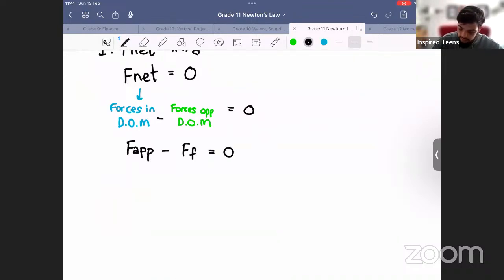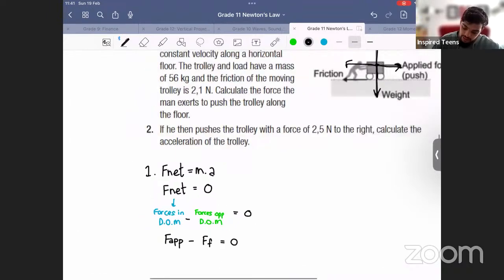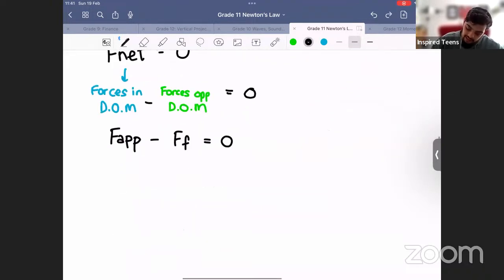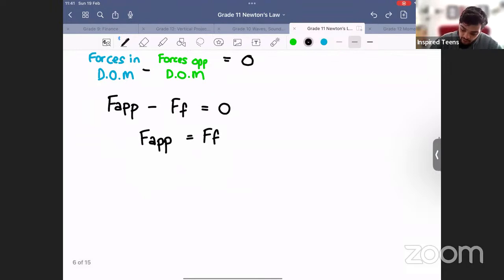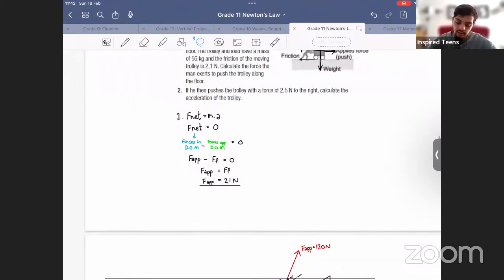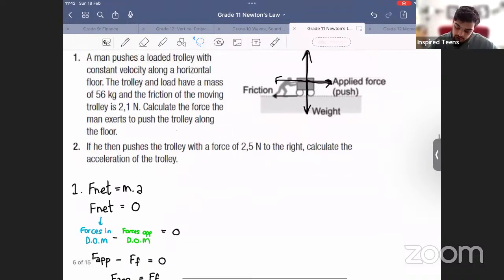So I can now substitute values if I'd like, because I need to calculate F applied, but I have friction. Friction is 2.1. So actually, I can take it over. F applied is equal to F friction, because when I take it over, it becomes positive, and 0 plus F friction is just F friction. So therefore, F applied is actually equal to 2.1 newtons, because it's constant velocity, it's equal to the friction opposing it. All right, it's moving at a constant velocity, all the forces balance each other out. So calculate the force the man exerts, which is the applied force.